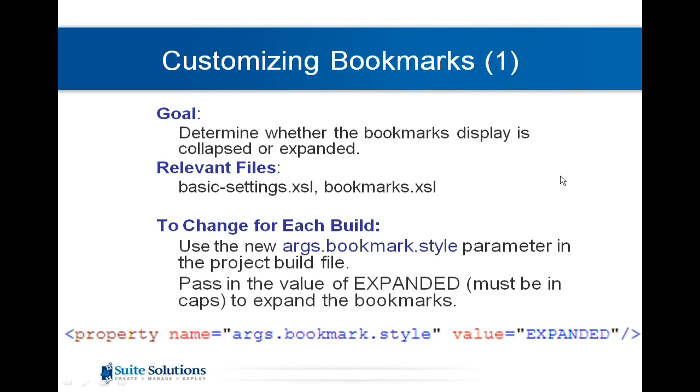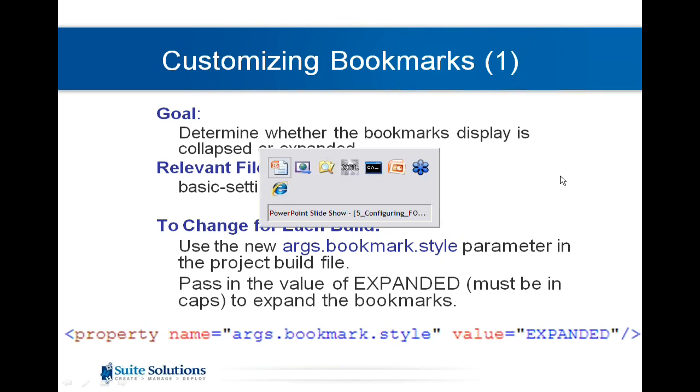One is if you want to change it for each build. Let's say sometimes you want your bookmarks expanded and sometimes you want them contracted, or you want to provide an option for the user to do one or the other. So that's possible with the recent version, because there's a new parameter called args bookmark style that can be passed in the project build file. The default is collapsed. If you want it to be expanded, you have to set the value to EXPANDED. It has to be in capital letters. I learned that the hard way today. To make sure it's expanded.